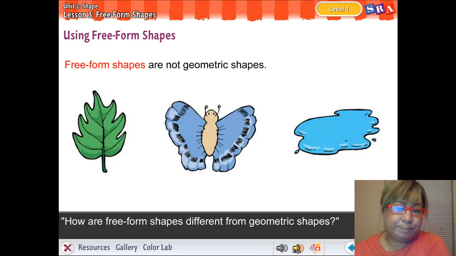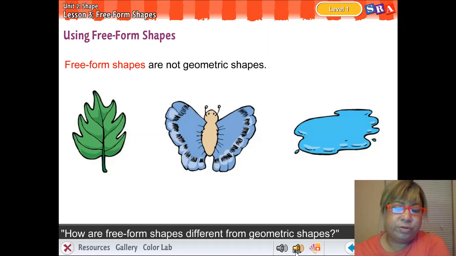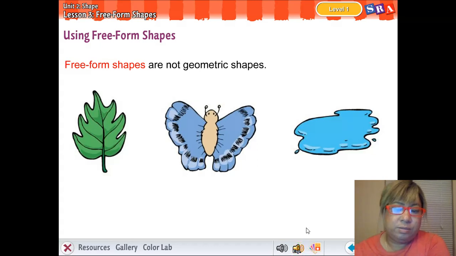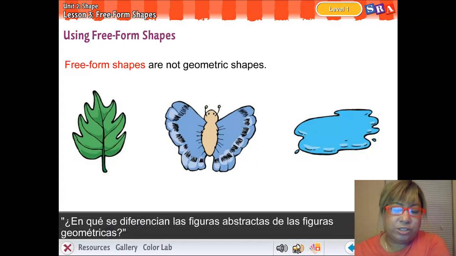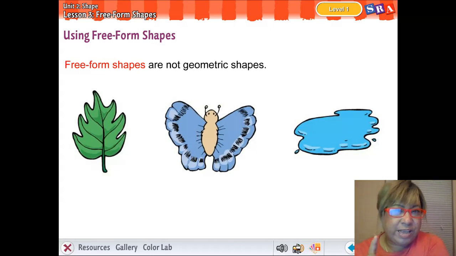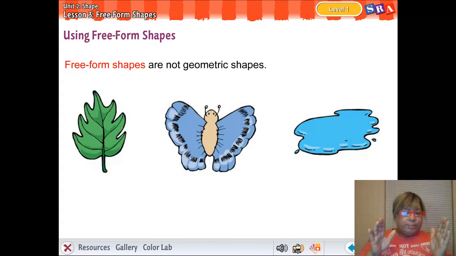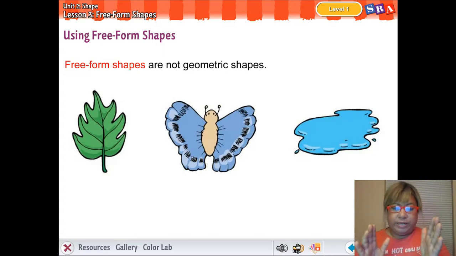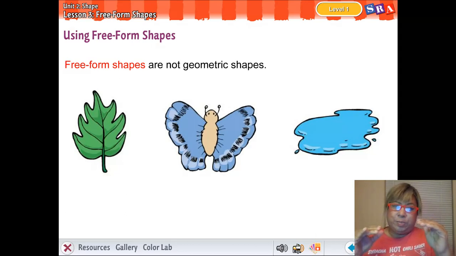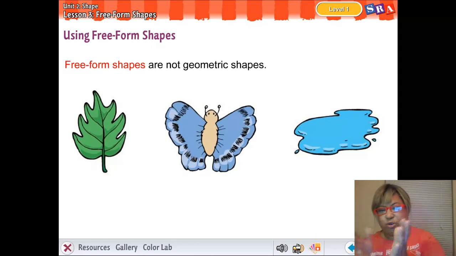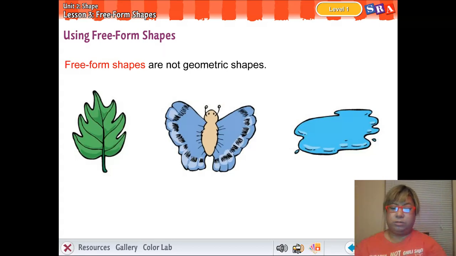How are freeform shapes different from geometric shapes? How do you think they're different? Because their edges are not straight. In geometric shapes, not only do they have names, but the geometric shapes are the same, like on both sides, and they also have straight lines and they have angles. And freeform shapes kind of just use curvy lines instead of straight lines and angles.